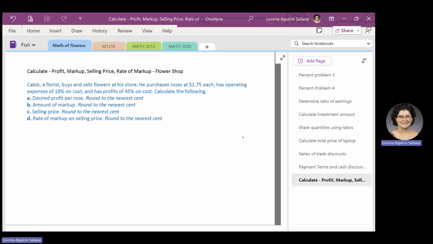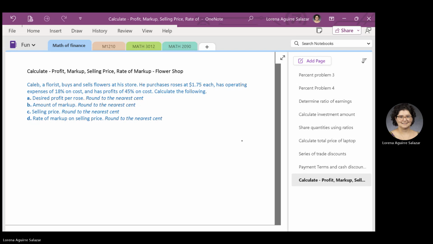Hello, and welcome to this example on calculating profit, markup, selling price, and rate of markup. The problem we're solving is the following one. Caleb, a florist, buys and sells flowers at his store. He purchases roses at $1.75 each, has operating expenses of 18% on cost, and has profits of 45% on cost.